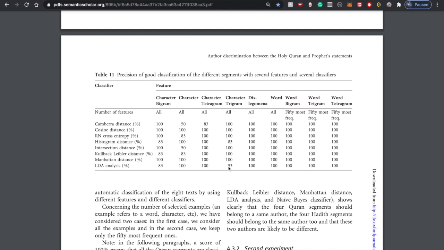And all the H fragments line up perfectly with one another, which means what? That the Q fragments, all of them, are from the same author. And the H fragments, all of them, are from the same author, but they are from 2 different authors. So all the Q ones went perfectly into the Q group. All the Quranic segments were perfectly matched up with the Quranic reference segment. And all the Hadith segments did not match up with the Quranic ones, but they matched up perfectly with the Hadith group. Okay?